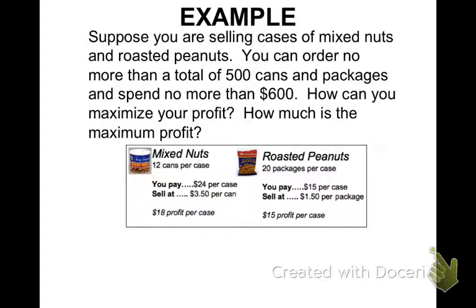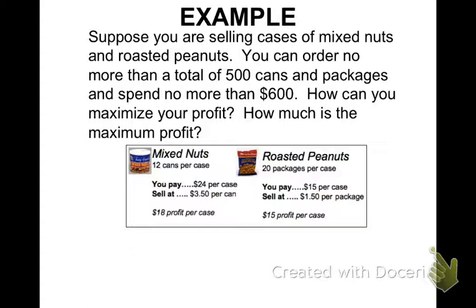Roasted peanuts. There's 20 packages per case. We're paying $15 per case from the supplier. And then we're going to sell each package for $1.50, which means we're going to get a $15 profit per case.